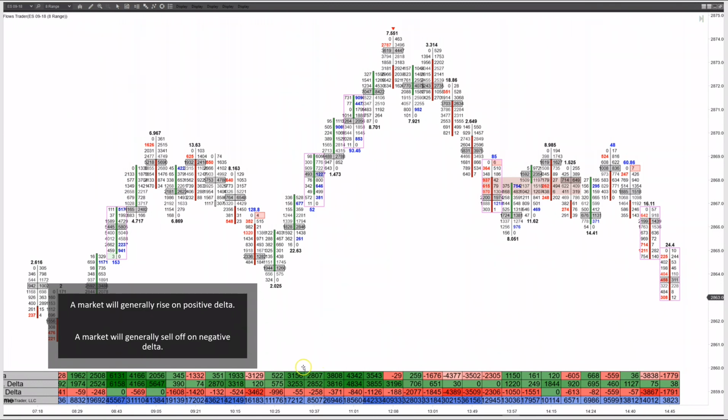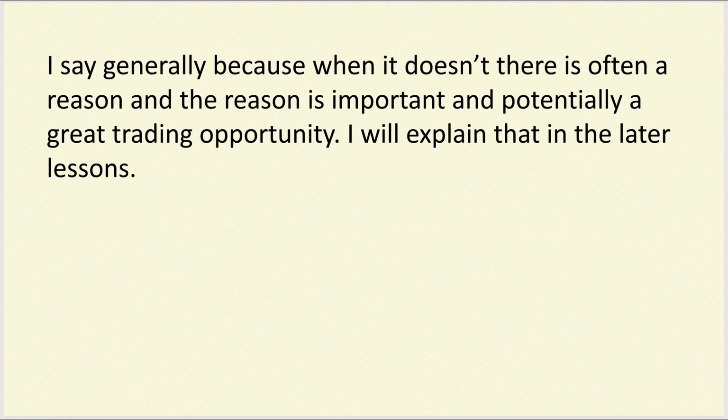And like I said, oftentimes this is how Delta looks. There's no discernible reading that you can put your hand on. It's minus 3,000, plus 500, plus 3,000, plus 2,800. But there are times, as I've just shown you on a couple of charts, where it's very clear. And later on in the lessons, I'm going to show you 7 different trading setups that you can look for in the Delta and use in your trading. Now, I say generally, okay? Generally, markets go up on positive Delta and markets sell off on negative Delta.